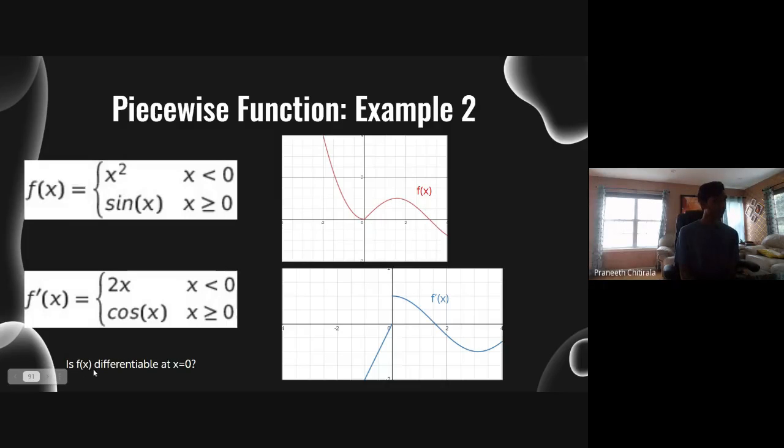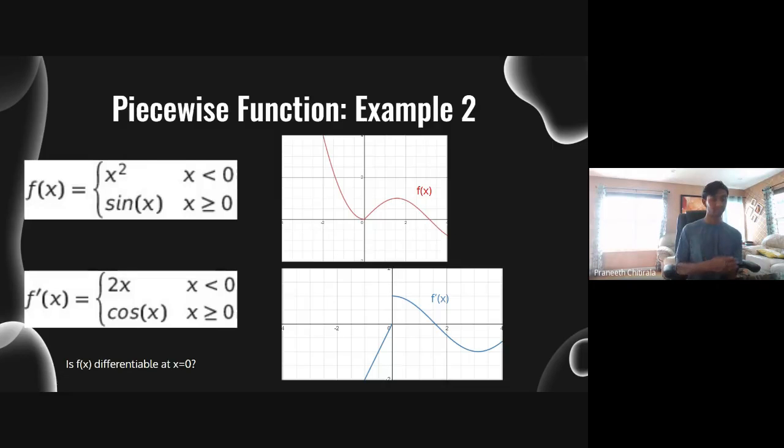So is f of x differentiable at x equals 0? Again, is it differentiable at x equals 0? Now, notice here that there's a discontinuity at x equals 0 for f prime of x. So that means that f prime of x cannot be continuous at x equals 0. There's a jump discontinuity here. So we know that the limits from the left-hand side and the right-hand side do not equal. So we can automatically conclude that since f prime of x is not continuous, f of x is not differentiable at x equals 0.